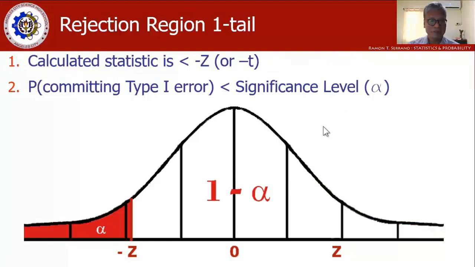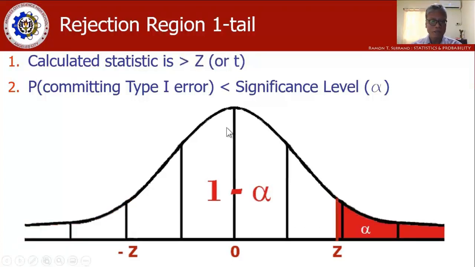Now, if there is a one-tail, we are talking only of the negative z here, and if your calculated statistic is less than this value, then it is within this area, and therefore you reject it because that is your rejection area. What it means is that the probability of committing a type 1 error is less than the significance level given.